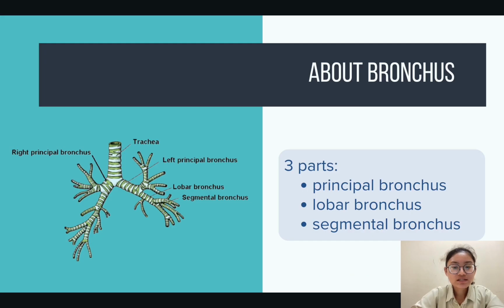The bronchus is divided into 3 parts. The first part is the principal bronchus, the second part is the lobar bronchus, and the last part is the segmental bronchus. The subdividing bronchi increase the surface area, thus increasing the rate of gaseous exchange.